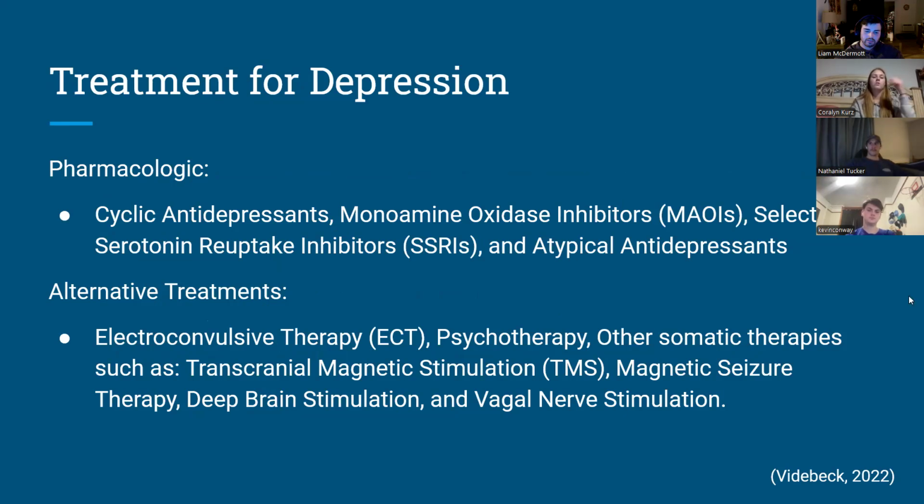So pharmacological treatments are the first line of treatment for anyone with major depressive disorders. The dosing of medications is dependent on the patient's response to the prescribed dose. And these medications can be cyclic antidepressants, MAOIs, SSRIs, and atypical antidepressants. And then there's also alternative treatments such as ECT, psychotherapy, other somatic treatments such as TMS, magnetic seizure therapy, deep brain stimulation, and vagal nerve stimulation.